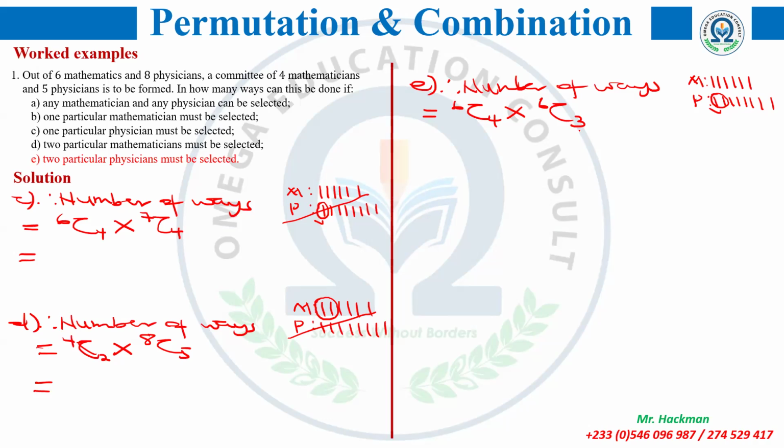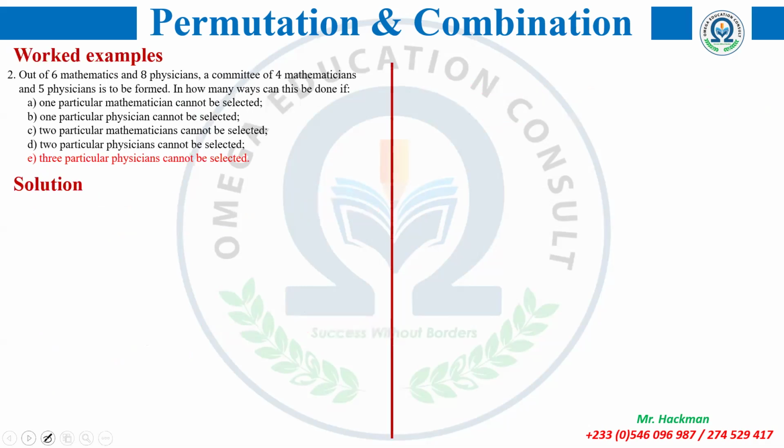So now we know that if the condition is that a particular member must be part of the committee, we know how to deal with it. In this situation, we realize that both the N and the R will be affected. Now let's look at the other situation where the condition comes in the negative sense. Let's look at the next set of questions.